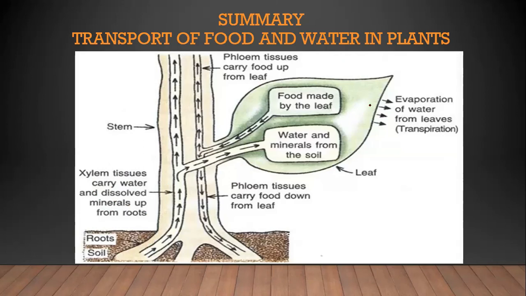As you can see, this is a leaf. The leaf will make the food. Okay, so the food will be moving from where it is manufactured to other parts of the plant. Okay, the water is going up, then the food is going down. So it is just the opposite there. So that is really what happens. So we have the phloem tissue there that carries food up from the leaf. Then we have also the phloem tissue that carries food down the leaf. So it carries the food everywhere.